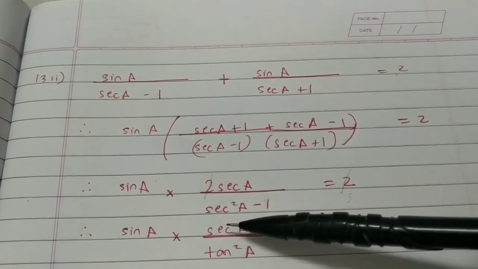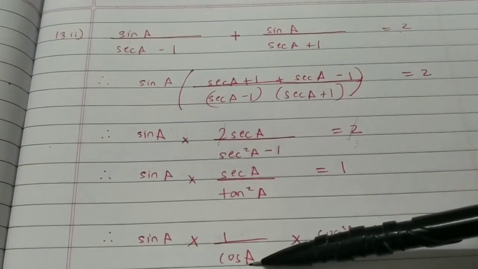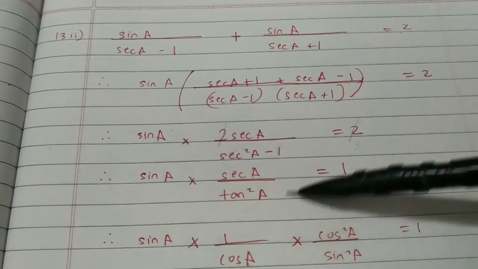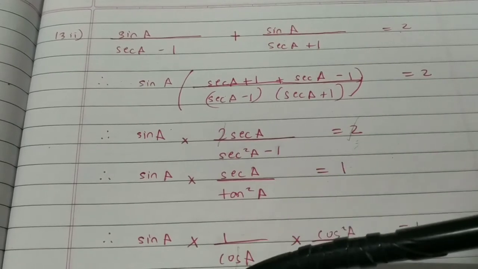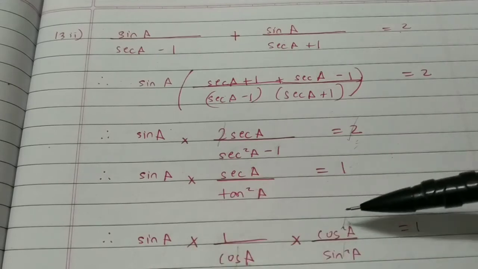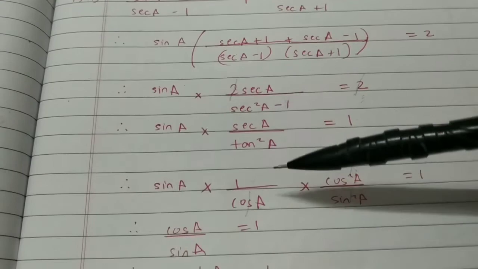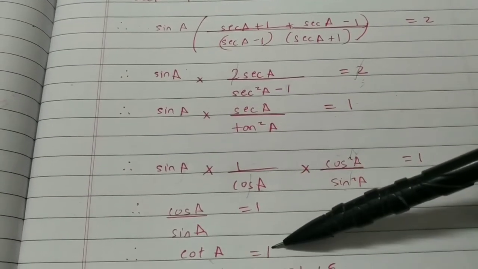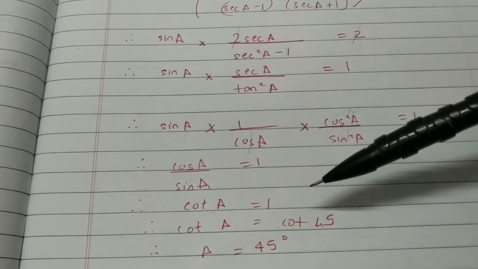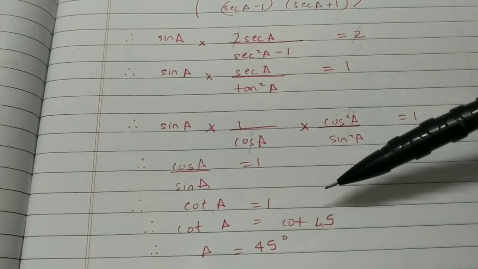Now you can convert this into 1 upon cos a, and tan square a will become sine upon cos, and the cos will go up, and I'm left with this cos cancelled, sine cancelled. What is left is cos upon sine, which is cot. So cot a is 1. That means a has to be 45 degrees because cot 45 is 1.